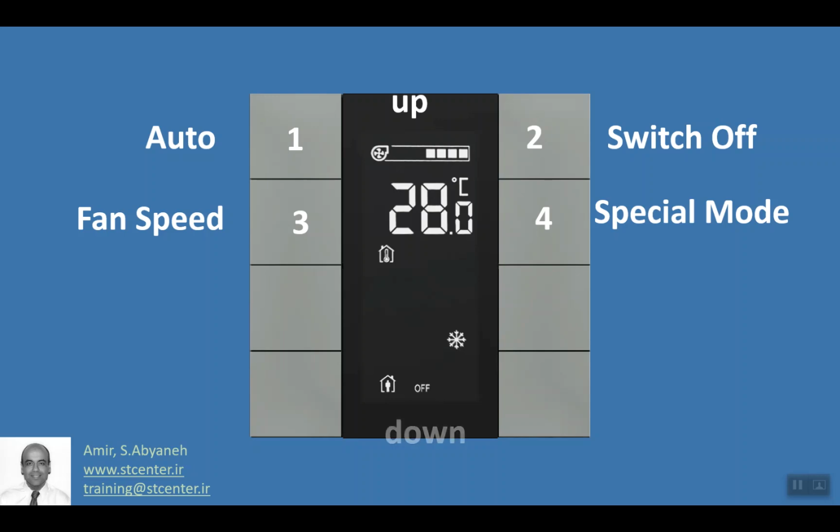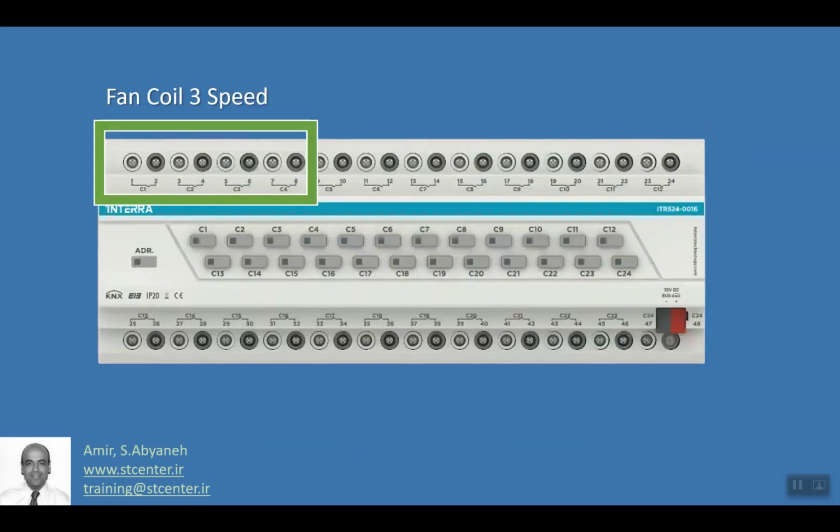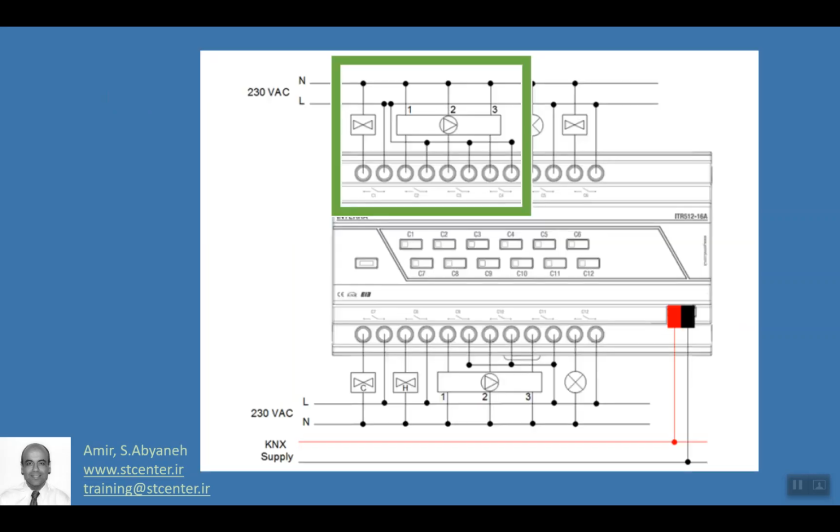Button up and button down control the set point, increasing and decreasing it. This is a fan coil actuator, or to say more, this is a combo switch, a combination switch, a multitask switch. One of the tasks is to control the fan coil 3-speed. I'm going to use the first 4 outputs, output C1, C2, C3, C4 to control the fan coil. So the wiring is like this.